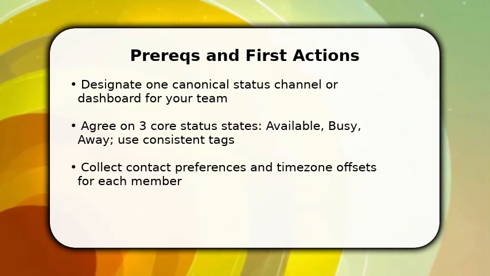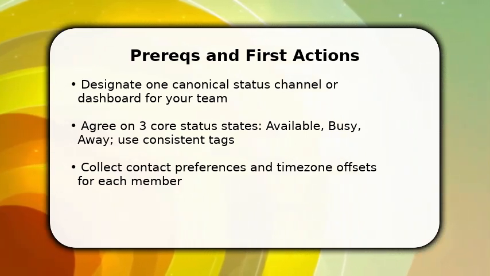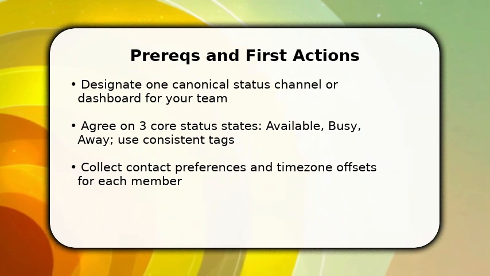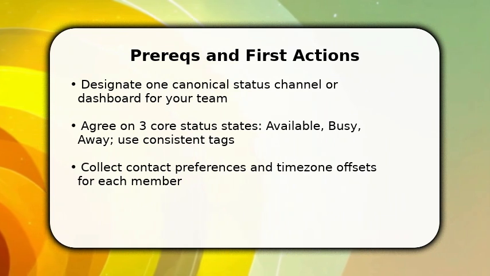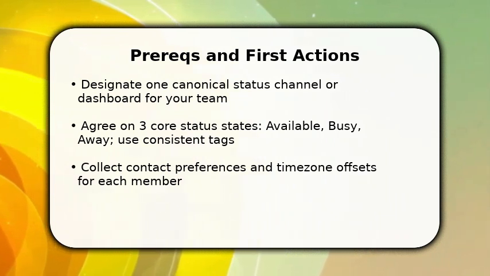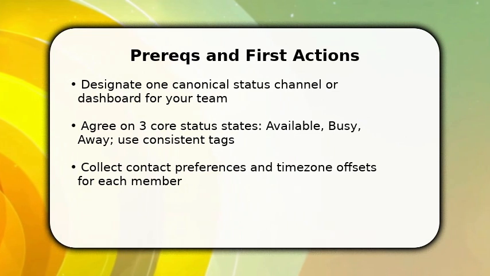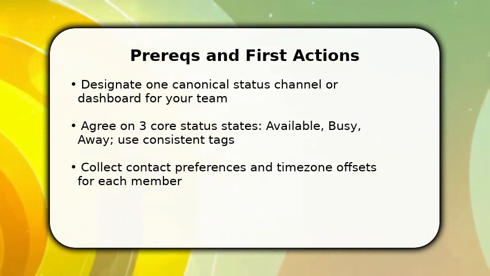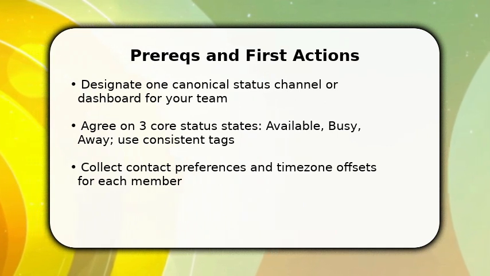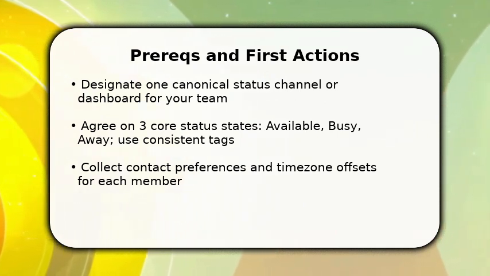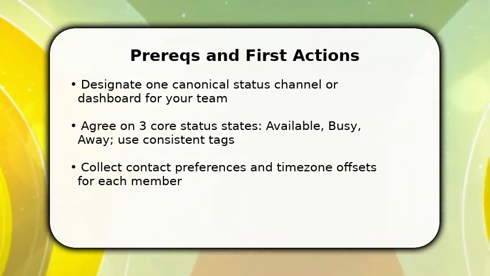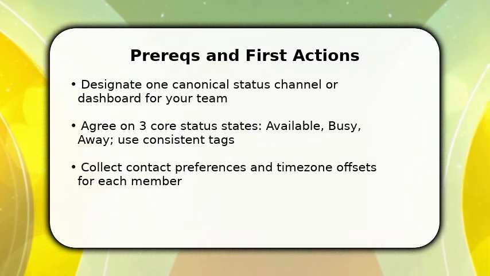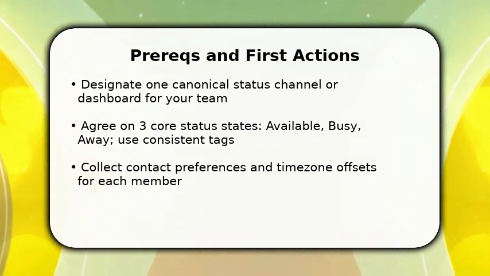Enjoy the video. You start by establishing a single source of truth, a dedicated status channel or dashboard everyone must update. Explain why consistency matters. It prevents duplicated effort and confusion. Once you have that, enforce 3 simple states: available, busy, away, and show how to tag them. Make sure everyone adds contact preferences and time zone offsets so status is meaningful. Then assign one owner to monitor adoption. This first action turns policy into practice and reduces friction immediately.